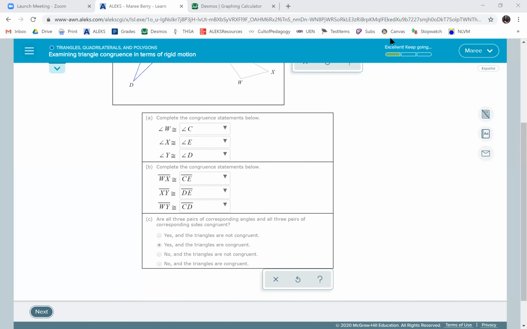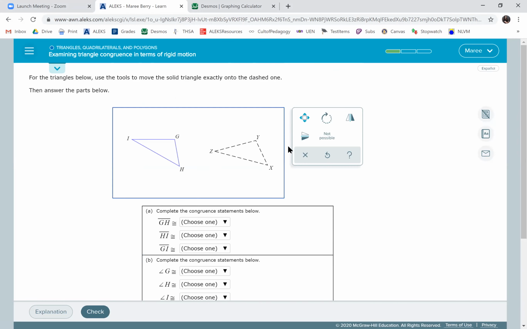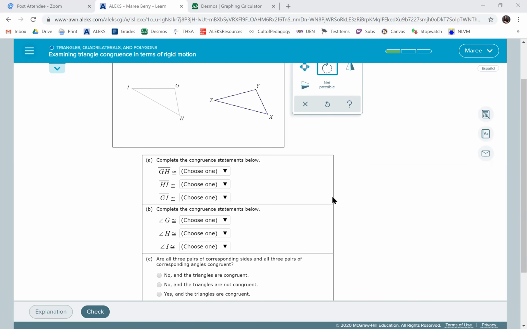Okay, let's try the next one. So we're going to try to get this to match up. I do believe it will. This is the one we move. Okay, then we're going to do a little rotating. Perfect. So we only had to do translate and then rotate. We didn't really have to do that much. So I'm going to scroll down a little bit. Okay, then I'm going to write here.